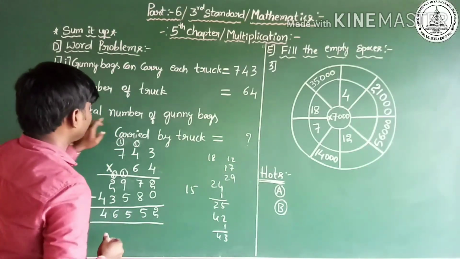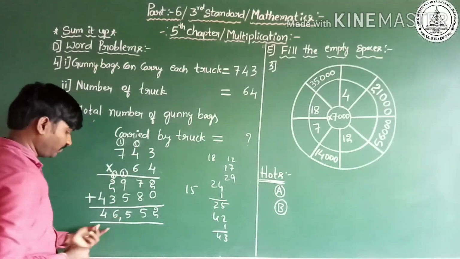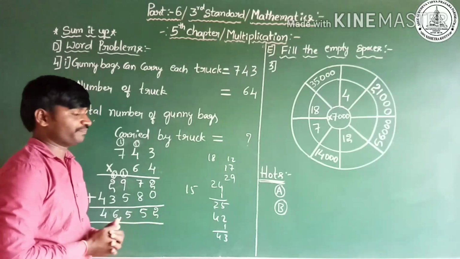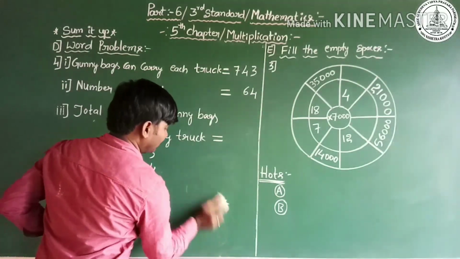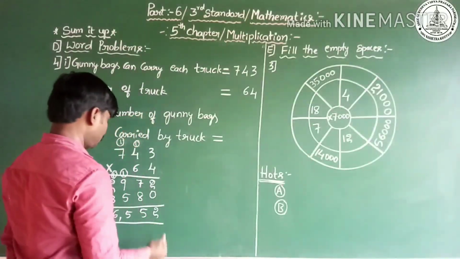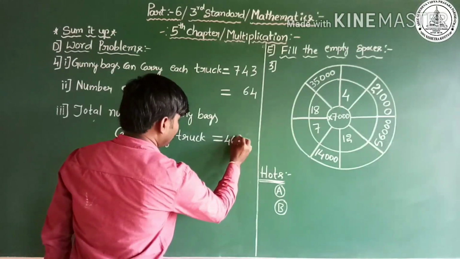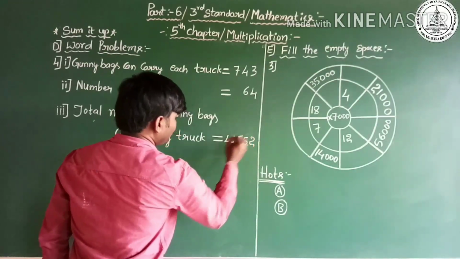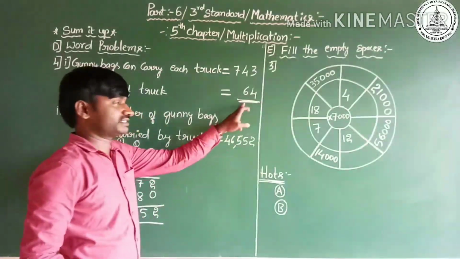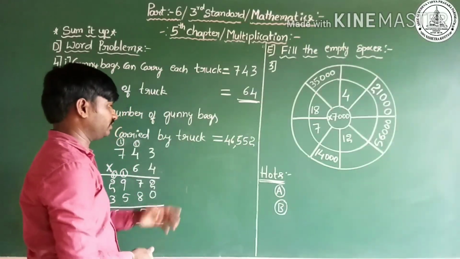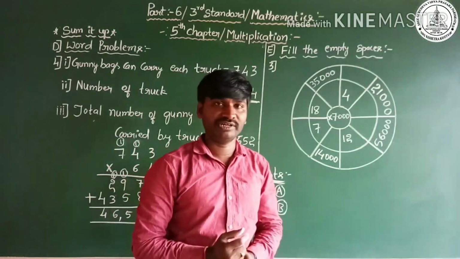Total number of gunny bags carried by the trucks is 46,552 gunny bags of wheat, carried by the total number of trucks, 64 trucks. Okay dear student, understood? The next, in this domain, second one, your homework.